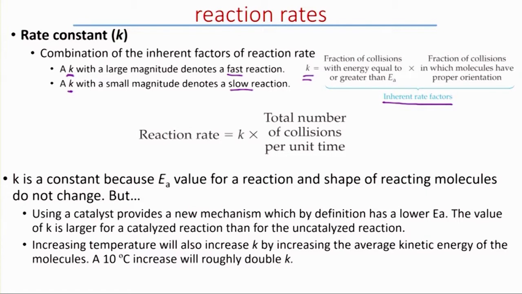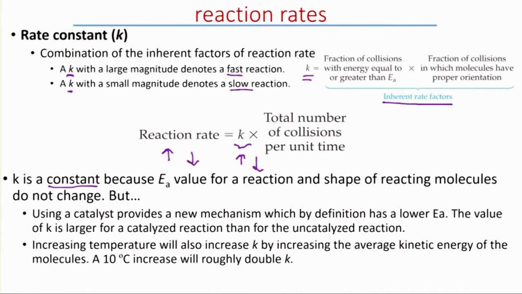So we have our reaction rate is equal to k, and k is these two factors combined, times the number of collisions per unit time. Now, if k goes up, the rate should go up. And if k goes down, or k is smaller, the rate will be less. So that should make sense. So a higher k leads to a fast reaction.